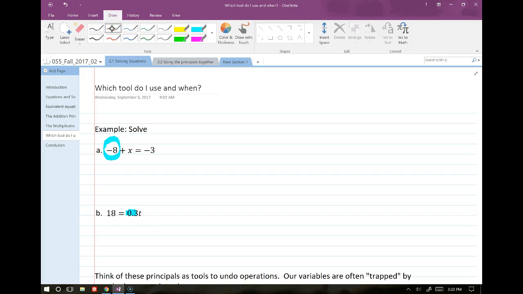So in this first example, obviously we want to end up with x equals some stuff, so we've got to undo this negative 8. So if we add 8 to both sides, we do that, right? We get x equals 8 minus 3, which is 5.